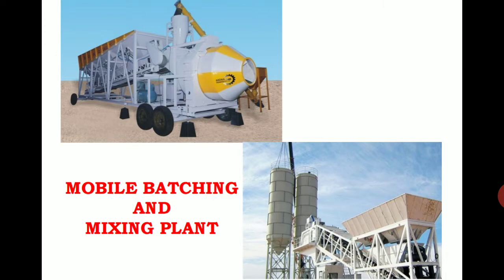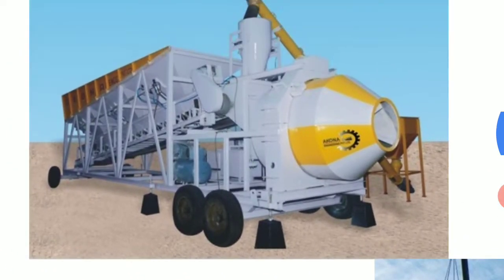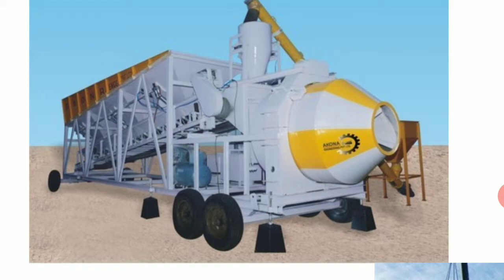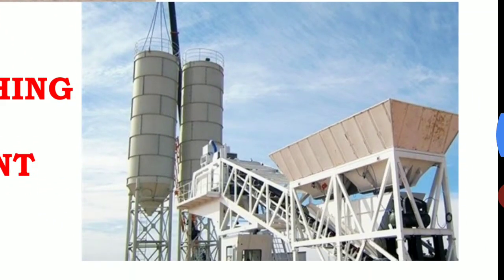Or in some cases, if the work is more, we can place these types of mobile batching and mixing plants, in the same way as we use RMC plant concrete, right? The same concept is repeated here in the mobile mixing and batching plant. Here you can see the movable wheels of this mobile mixing and batching plant. It can be moved from one place to another place, right? Wherever it is required, we can use these types of equipment.